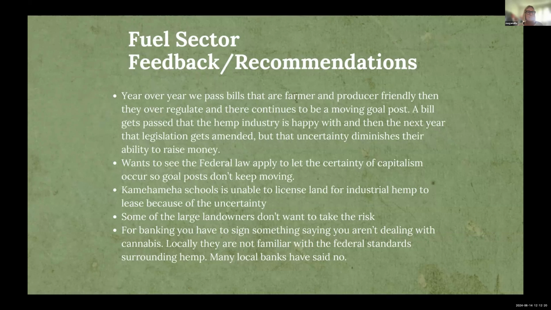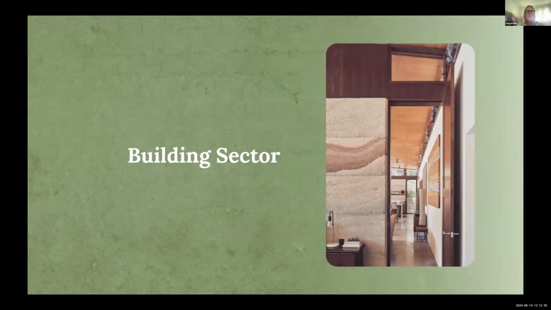And then some banking issues. For banking, you have to sign something saying you aren't dealing in cannabis. And also that a lot of the local banks aren't really familiar with what the federal standards are surrounding hemp. And so a lot of the banks are turning down a lot of these businesses.